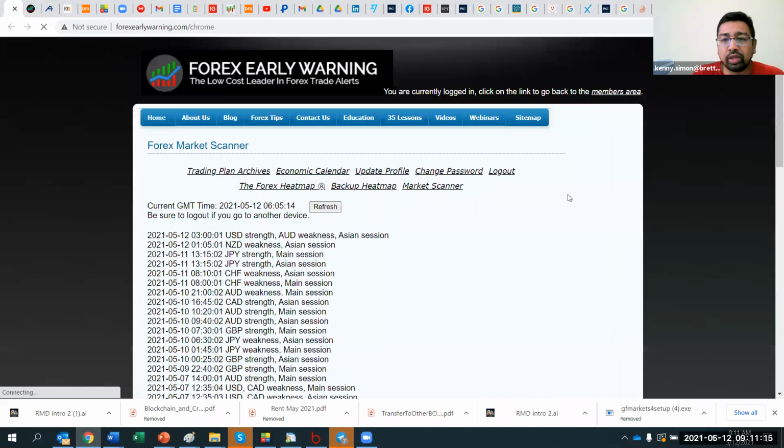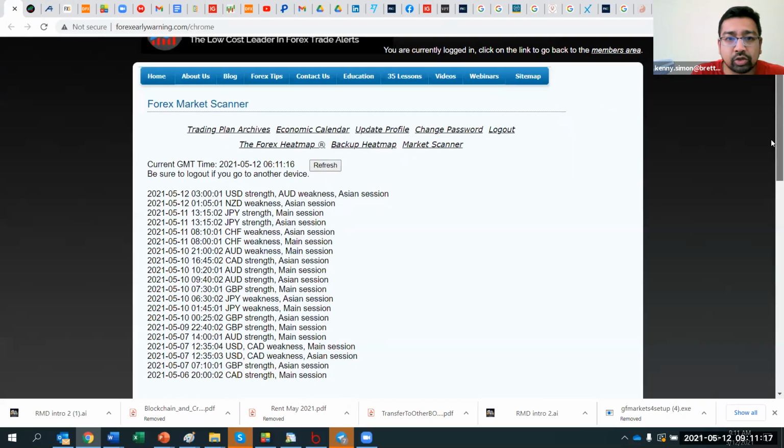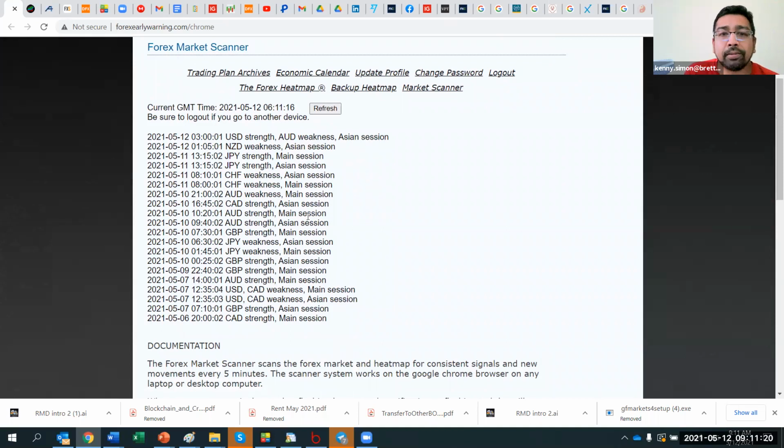We can go on to this market scanner section as well, just to give you a little bit of an idea, to confirm the trend side of it. In the Asian session we have seen USD strength and then AUD weakness. So that does confirm that with AUD, we're probably looking into selling more AUD. And then in the Asian session we've also got NZD weakness here. Then we've got yen being strong on the main session, which is the UK, US, European session, this one here.